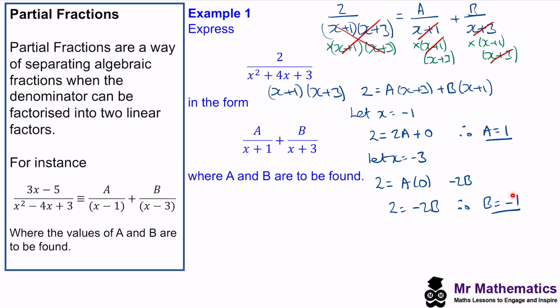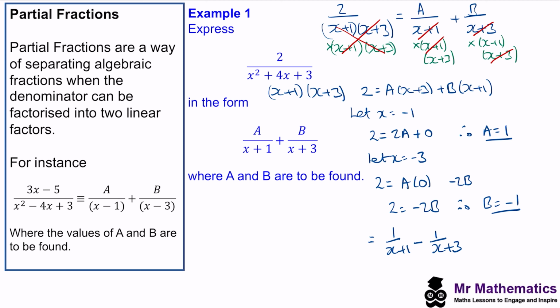And now we can substitute these two values of a and b back into our original equation. So this will be equal to 1 over x plus 1 minus 1 over x plus 3. So this fraction with a quadratic denominator is exactly the same as this.